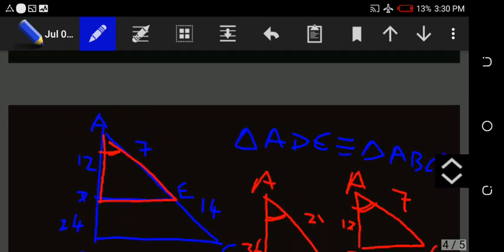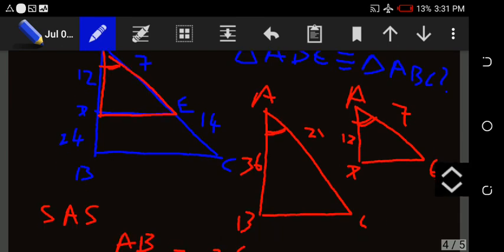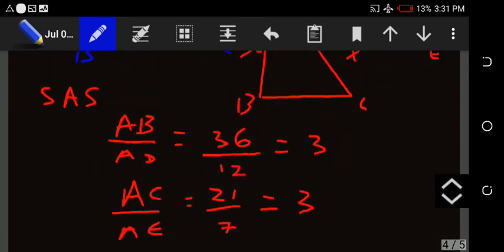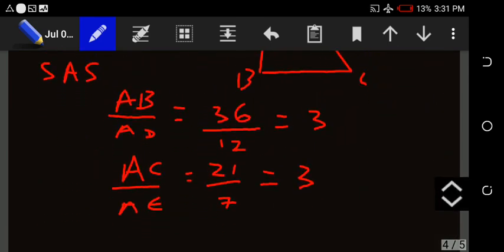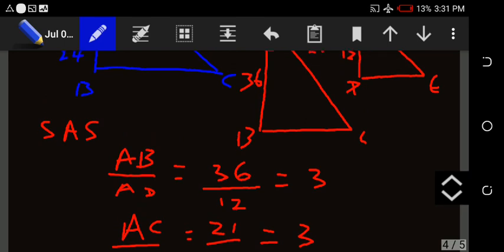So in other words, for this particular triangle, triangle ADE is similar to triangle ABC. Now the answer is yes. And what is our reason? Because we have side, angle, side. The two sides have the same ratio. When you divide the two corresponding sides, they have the same ratio, and the angle in between them, A, is equal.